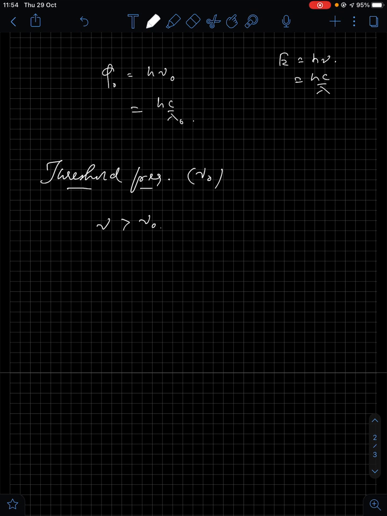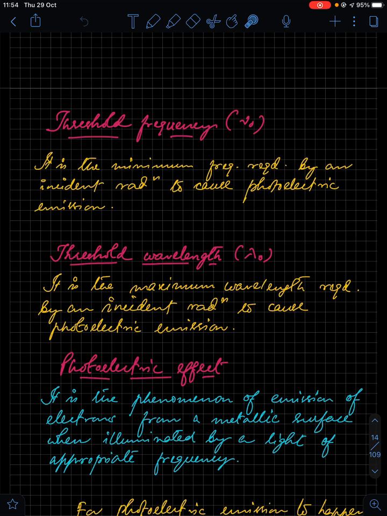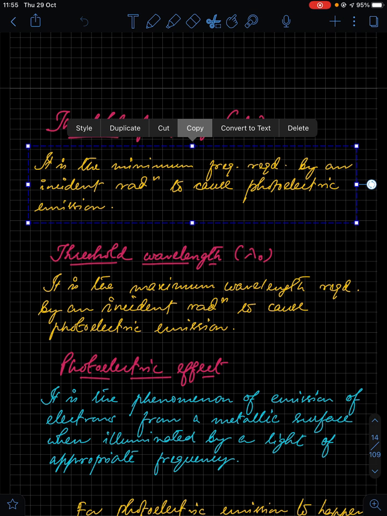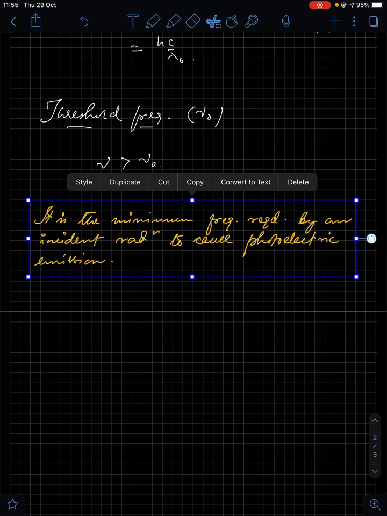So how do you define this then? This nu naught is the minimum frequency required by an incident radiation to cause photoelectric emission. So you can see the definition here. It is the minimum frequency required by an incident radiation to cause photoelectric effect. So if you have incident radiation whose frequency is lesser than the threshold frequency, then photoelectric emission will not happen. I hope that is clear.